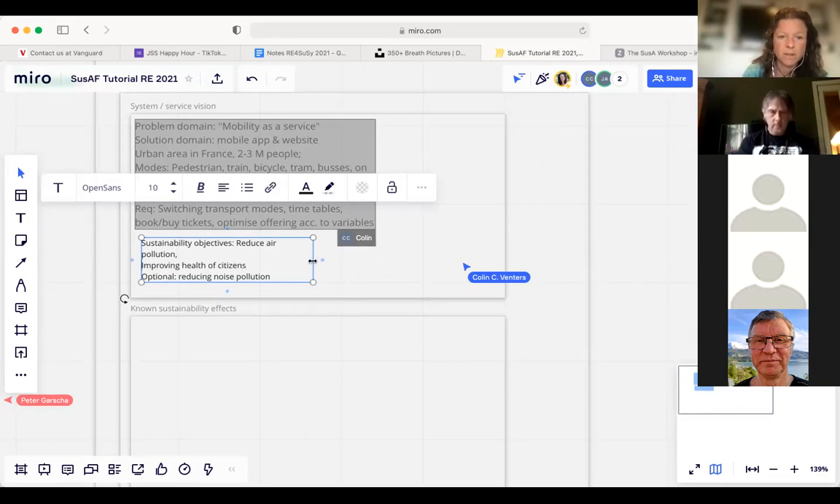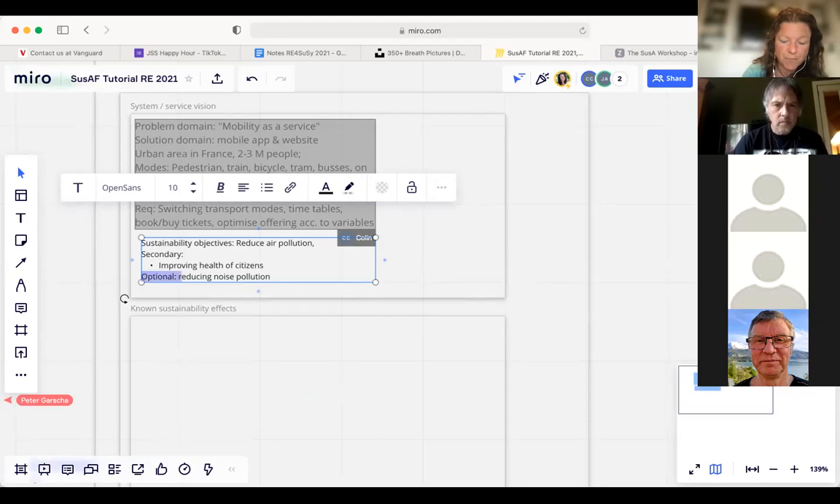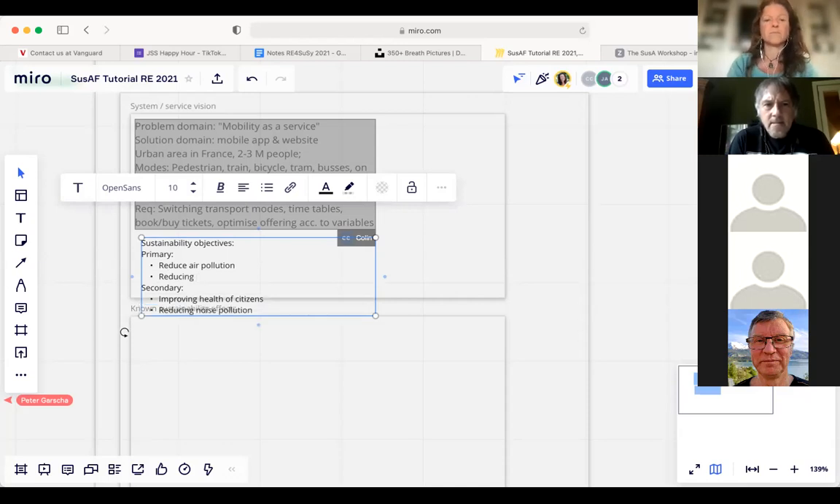Mhm. Okay, so I'm hearing the main one is reducing air pollution, and then secondary are improving the health of citizens and reducing noise pollution. Mhm. Okay. Great. Would reducing congestion be another? Do you mean traffic jams? Yeah. Yes, optimizing the traffic is part of the goals. For me, they go into the direction of reducing air pollution and improving health because they reduce stress on citizens, right? Yeah. Mhm. But for sure, yes.